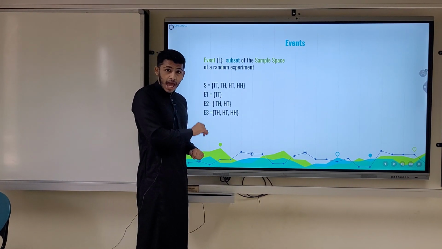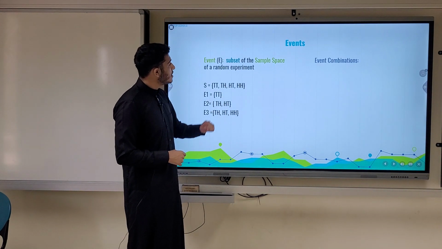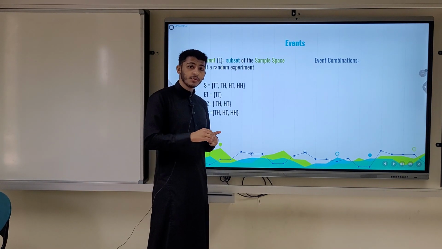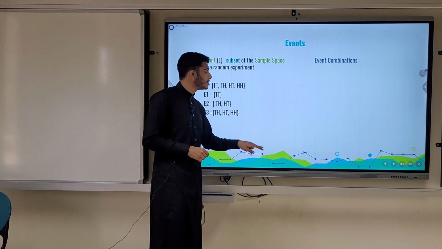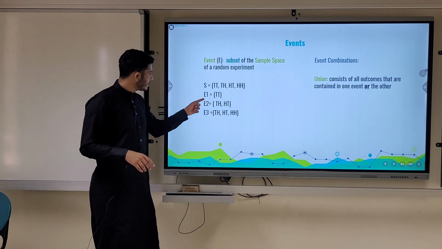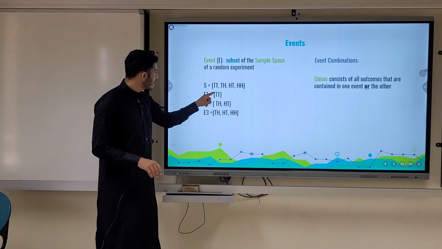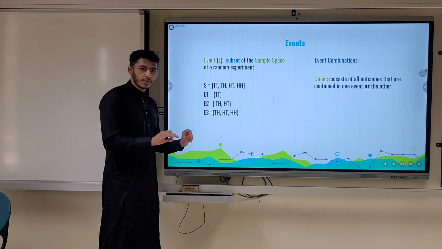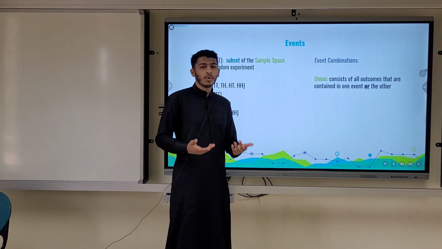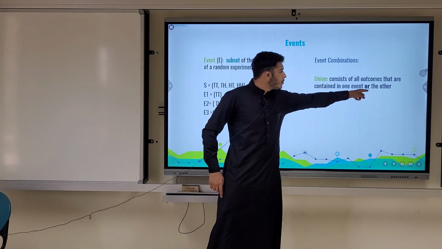Now, these events have operations that you can do on them. So we call them event combinations, and there are 3. The first one is a union, second one is intersection, and the third one is a complement. A union is a grouping of 2 events. So let's say we have this event and this event. A union between them is a set that includes the outcomes here and the outcomes here together. So this is a union, and it is inferred in written questions, usually, not always, but usually, by the word or.